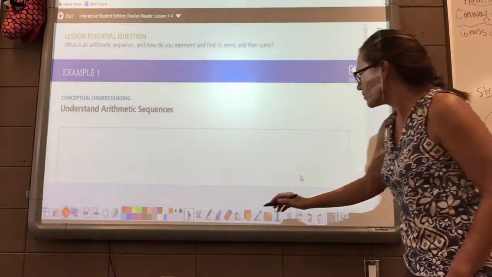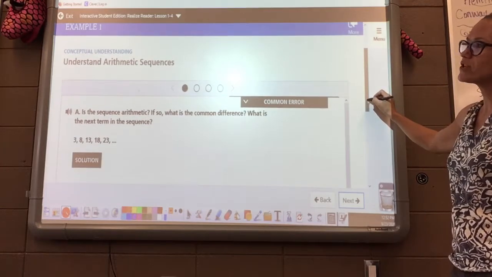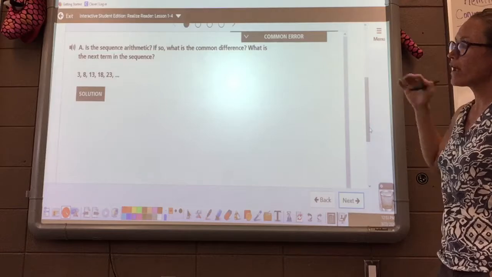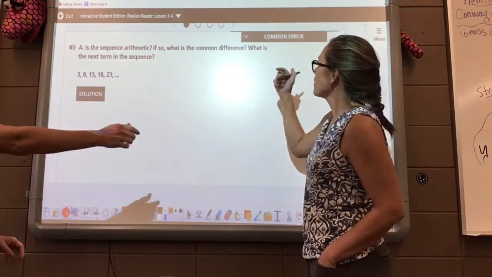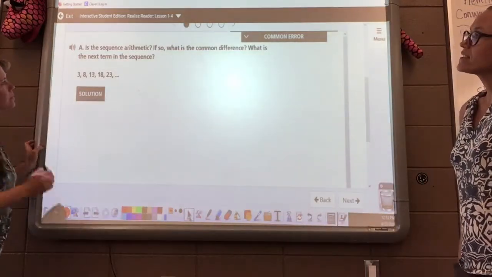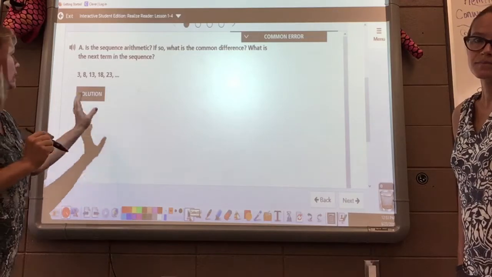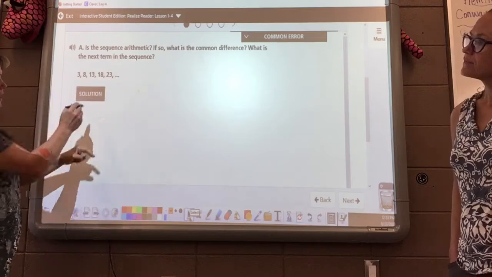When we get to example 1, what we're really looking at is understanding what an arithmetic sequence is. And so we have another new word called the common difference. So our first question is, what is the next term in the sequence? Most people love this kind of question, just what's the next one? You can figure it out, see the pattern.